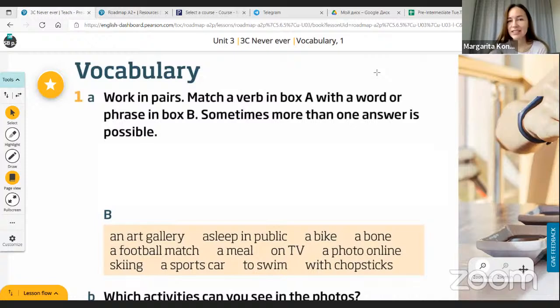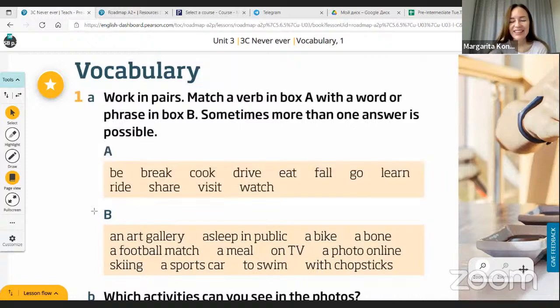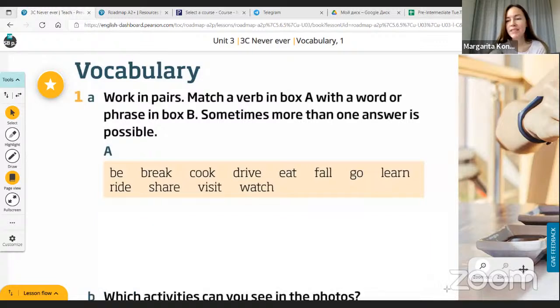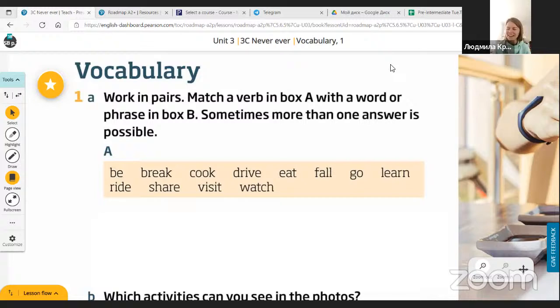That's lovely. Let's try it a different way then. Okay, I am going to close part B. All right. Alena Savina, visit. Visit an art gallery. Okay, Alena Saveleva, learn. Learn to swim. Okay, Alessia, fall. Asleep in a metro. Okay, or in public. Good. Ludmil, share. Share photos. A photo online, yes. Share photos online.